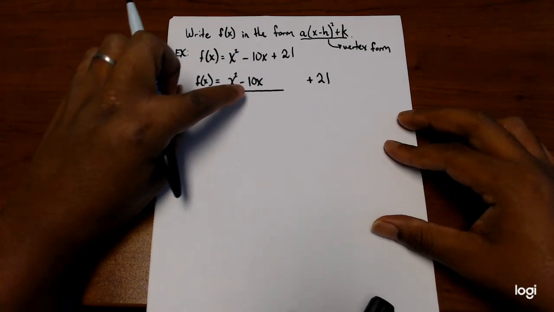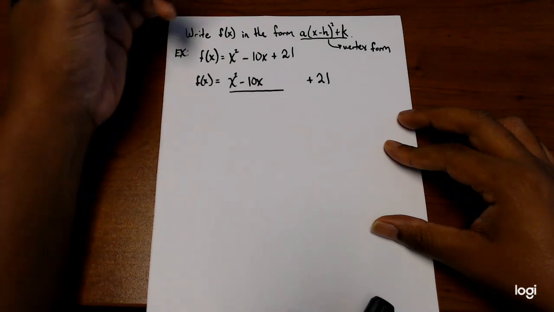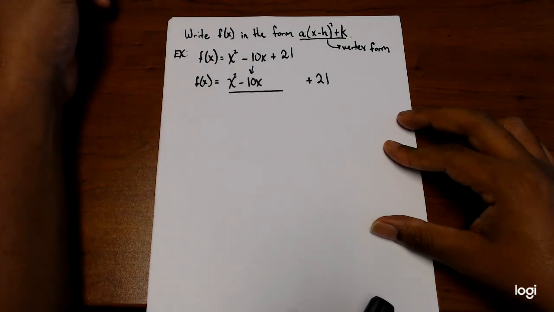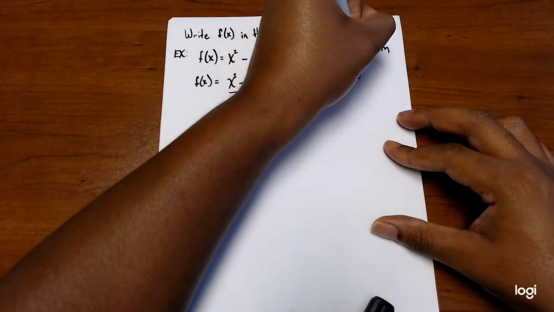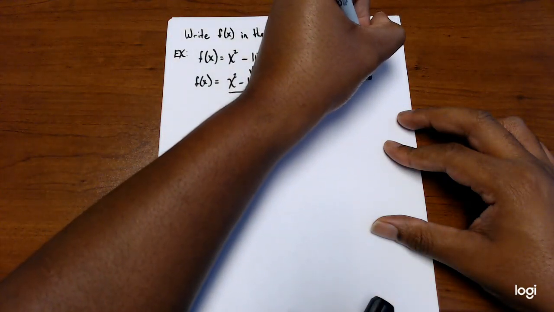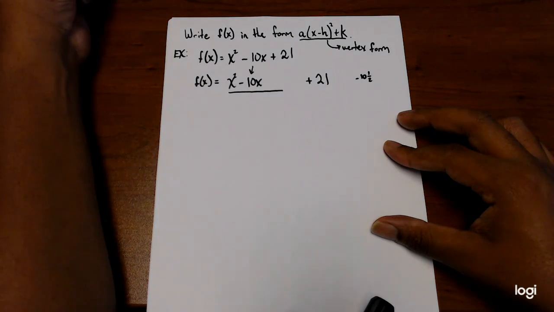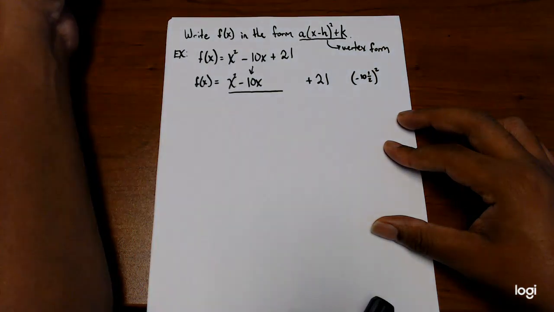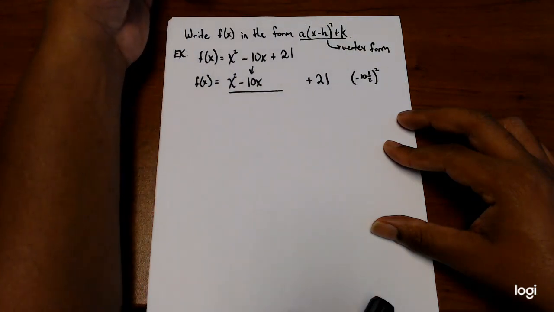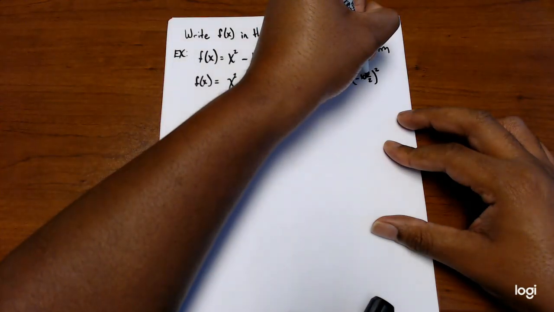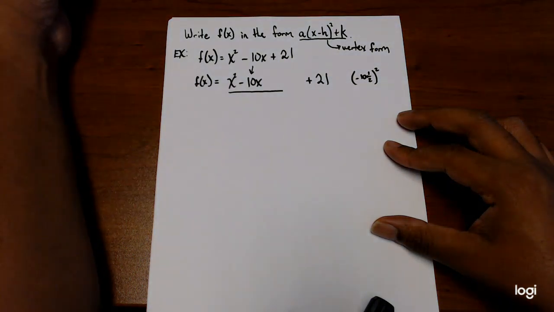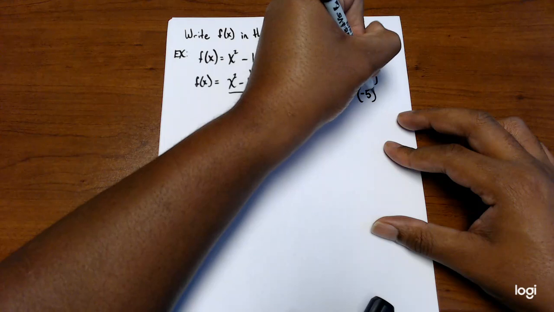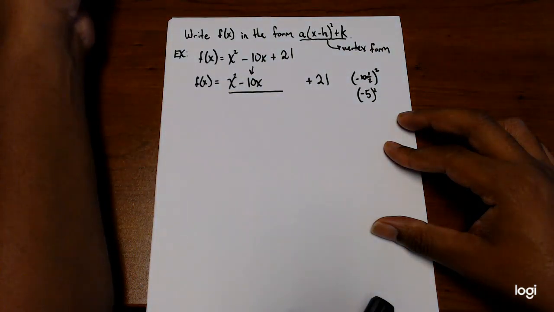The way I find that third term, the mystery term, is by taking the linear coefficient. In this case, that's the number in front of the x. I'm going to multiply it by 1/2 every single time. And I'll take that result and square it. So negative 10 times 1/2, and that's a multiplication symbol right there. Negative 10 times 1/2 gives me negative 5. And negative 5 squared is 25.